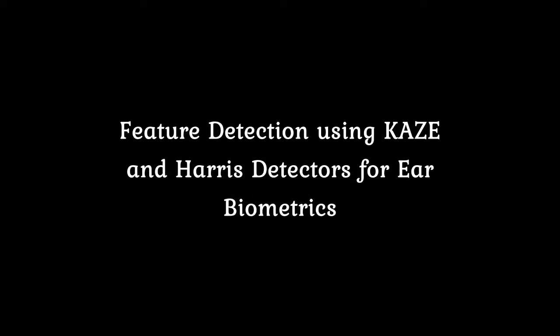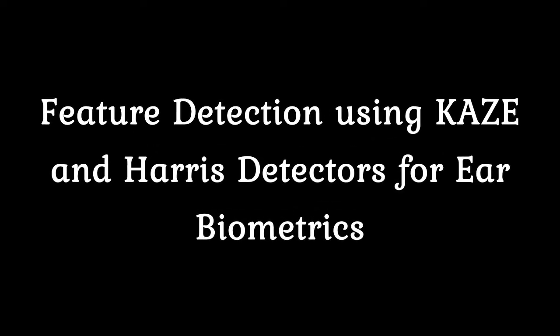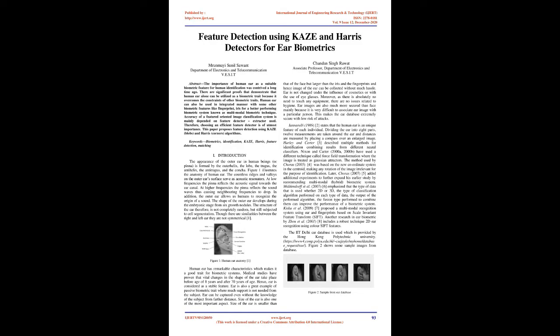Feature detection using Kaze and Harris detectors for ear biometrics. Abstract. The importance of the human ear as a suitable biometric feature for human identification was contrived a long time ago. There is significant proof that the human ear alone can be utilized as a biometric trait because it overcomes the constraints of other biometric traits.